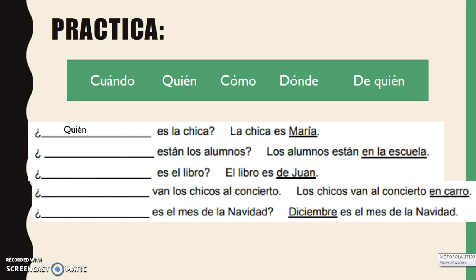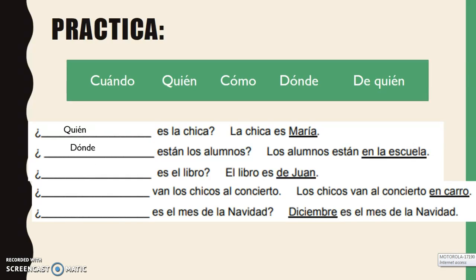Okay, moving down, blank están los alumnos. Remember, alumnos is another word for estudiantes. So I'm asking something, are the students? And the answer is, los alumnos están en la escuela. Remember, estar is used to tell where. So the students are in the school. So your key there is where they are. So we need the word where, which of course is donde. So we're going to put donde for that one.